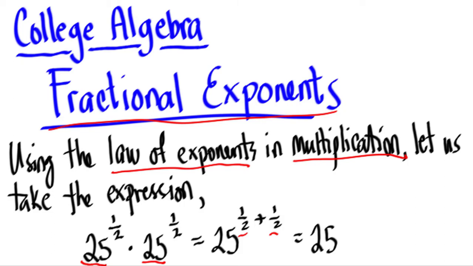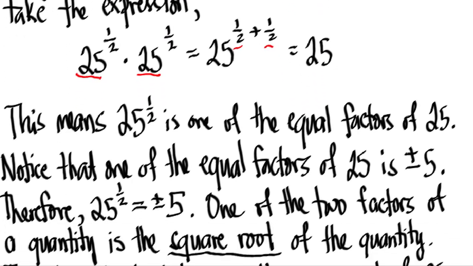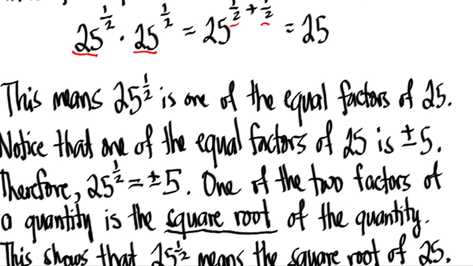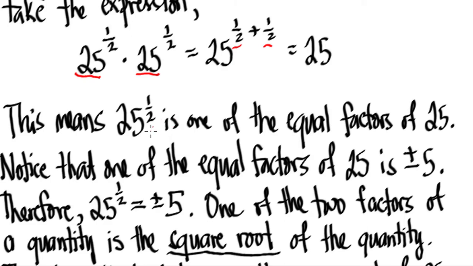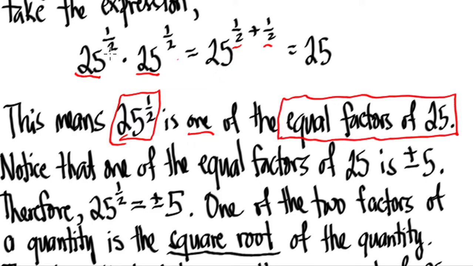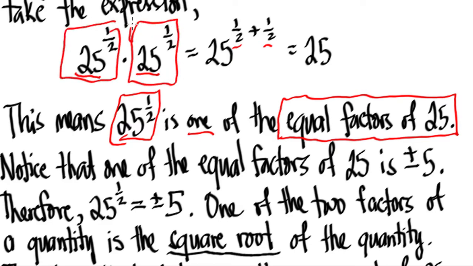So what does this show us? This 25 raised to 1 half is one of the equal factors of 25. We say it's equal because 25 raised to 1 half is the same as 25 raised to 1 half. And these numbers give us a product of 25, meaning this 25 raised to 1 half is one of the equal factors of 25.